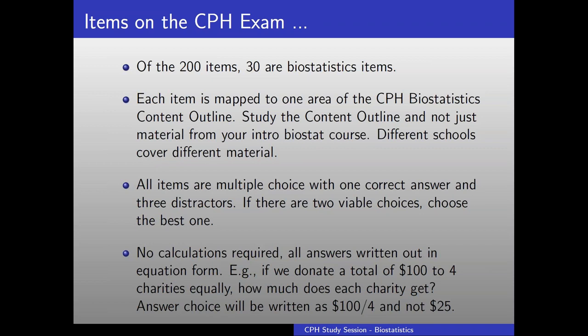A very simple question. If we donate a total of $100 to 4 charities equally, obviously the answer is 25. But on the CPH exam, the answer will most likely be written as 100 divided by 4 and not 25. So we don't make you do calculations in general. Very simple things like what's 10% of 100, those things you may want to know. But in general, there are no heavy calculations on the exam. Everything will be written out in equation format.